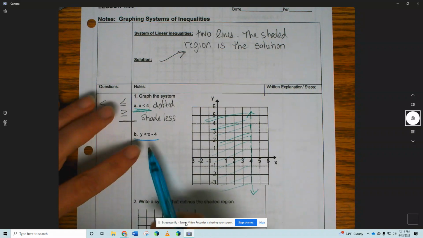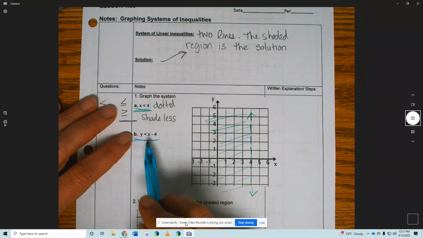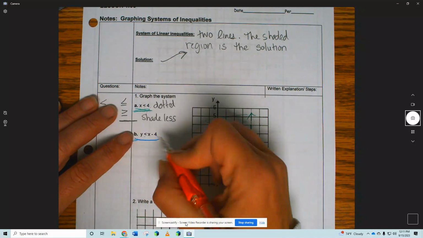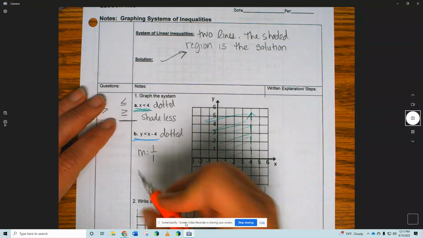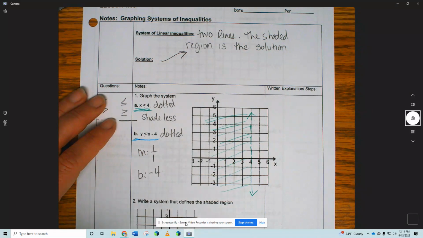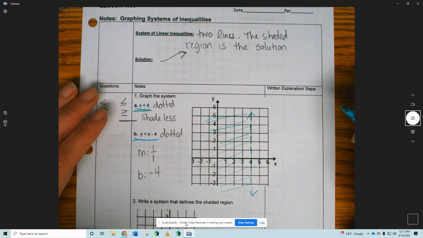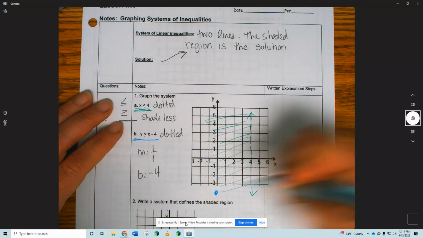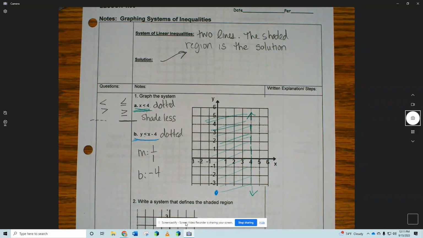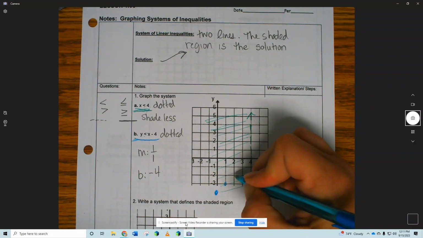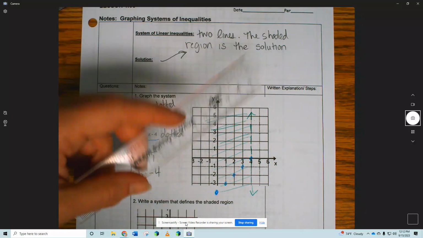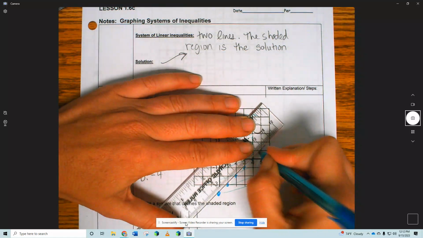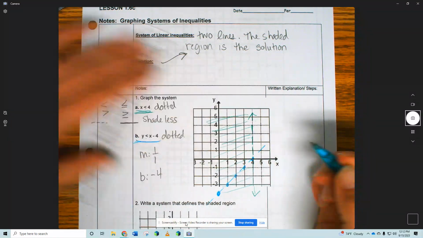Then the other line. Y is less than. So this is going to be another dotted line. The slope is 1 over 1, right? The y-intercept is negative 4. So I'm kind of off the graph a little bit. Whatever. Doesn't matter. It's down there. And my slope is positive 1. Like this. It's a dotted line. So all along your ruler, you have to make it dashed dotted, not solid.